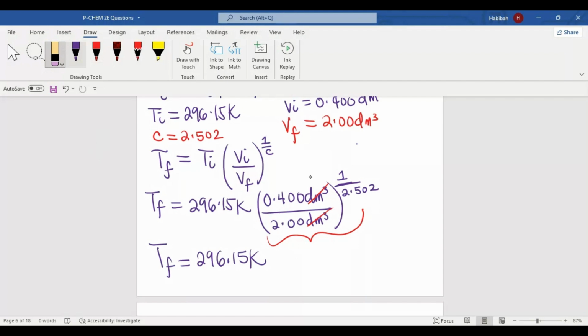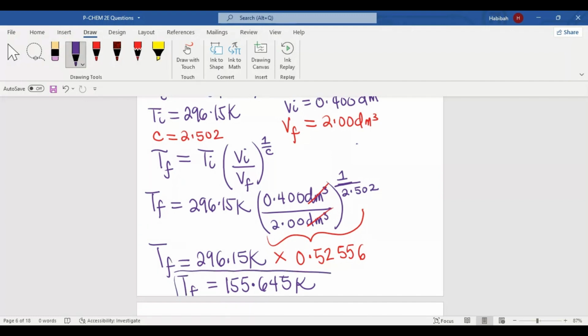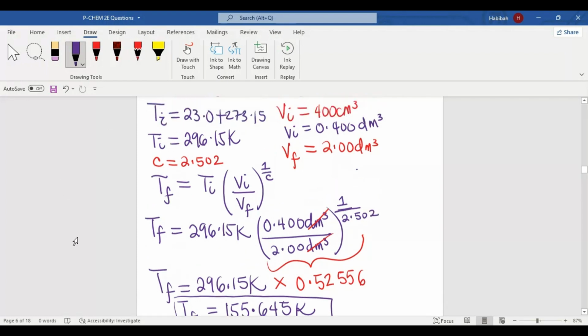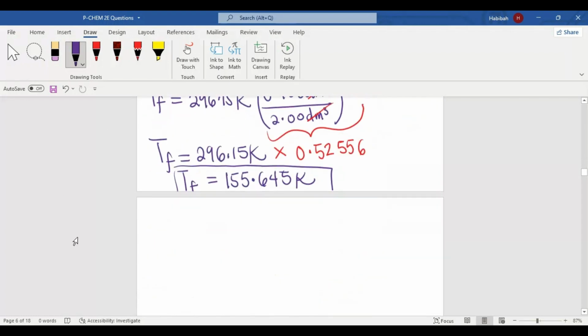So this whole information, putting in my calculator, I'm going to get 0.52556. That's it. So the T final would end up becoming 155.645 kelvins. So that is basically how you solve this. So we've gotten the T final, and we know that in order for us to find the work done, which is actually what our question is, we have to have the T final.